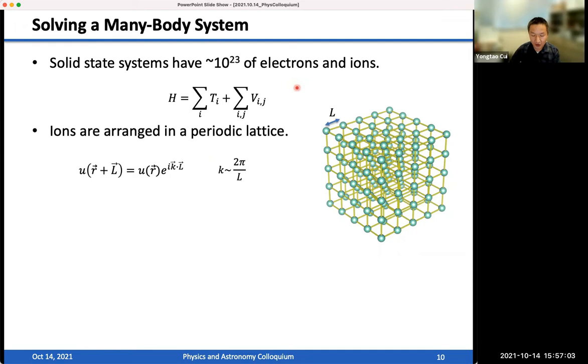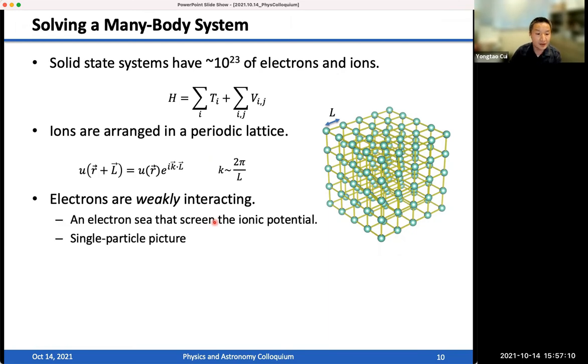And then for all the electrons, they're actually only weakly interacting in most materials. And this allows us to model the interactions between one electron and all the other electrons. We can model all the other electrons kind of like an average, a background, an electron sea. And the effect of that is just to screen the ionic potentials. So that effectively reduces the problem into a single particle problem, which is now solvable. And of course, this depends on the interactions being weak.